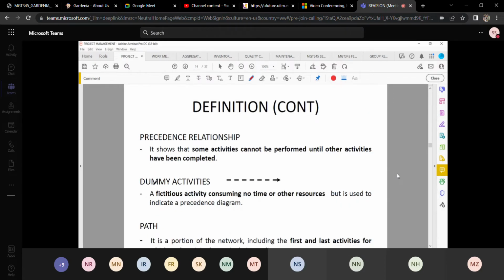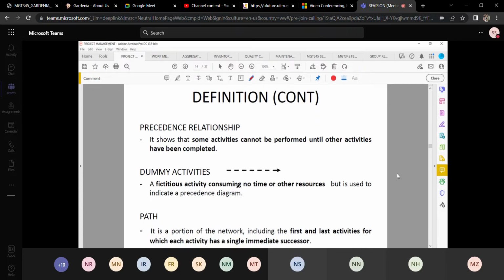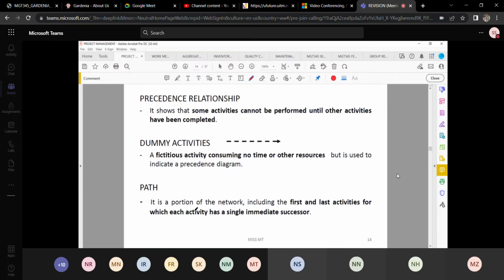Right, so what are dummy activities? It is a fictitious activity that consumes no time or other resources, but a dummy activity is required as you cannot produce from one node 2 arrows going to the same next node. Okay, so you must create the dummy activity. What is a path? What is the critical path?